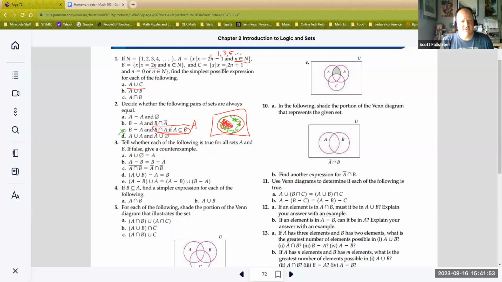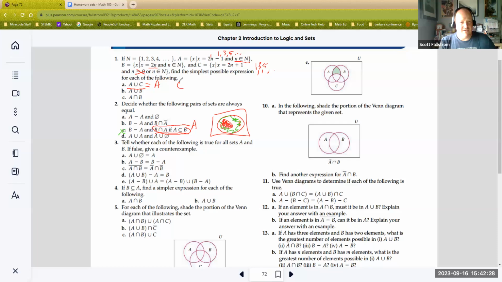Part C, x is 2n plus 1, not minus 1, and n could be 0 or a natural number. So if it's 0, plug in 0: 2 times 0 plus 1 is 1. Okay, that takes care of that case. Now plug in 1: 2 times 1 is 2, plus 1 is 3. 2 times 2 is 4, plus 1 is 5. Oh, okay. Actually, A and C look like they're the same. So A union C would just be A or C. Doesn't matter, it's the same set.